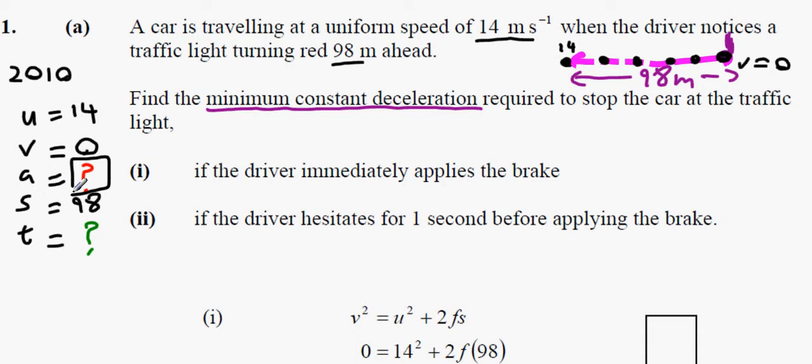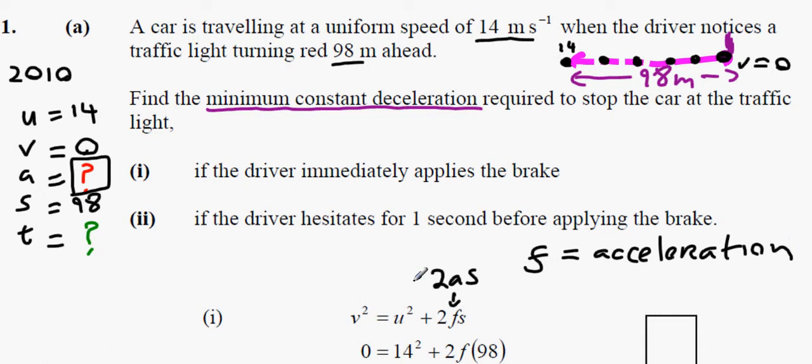We need v, u, s and a. So we're going to use v squared equals u squared plus 2as. Now the 2fs is what they use in American schemes. F basically means acceleration, so they use f instead of a. You don't actually have to do this, so please don't worry, always use a if you wish.